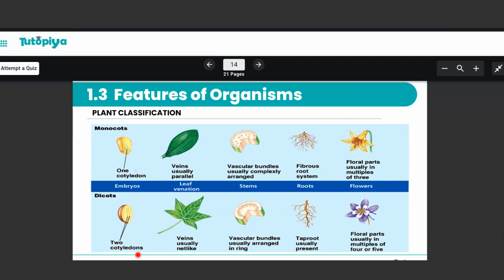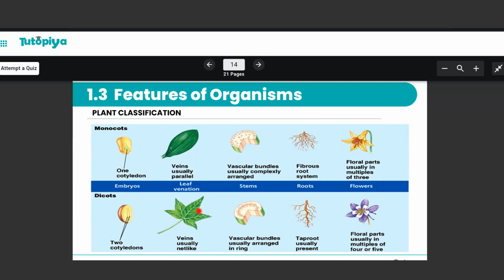But in addition to this key difference, there are also many other differences between the monocots and the dicots. So let's go through these differences. For example, if you compare the leaf of a monocot versus the leaf of a dicot, there is one very obvious difference between these two leaves.